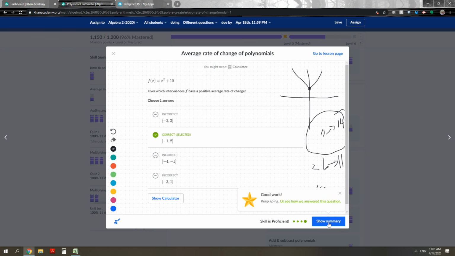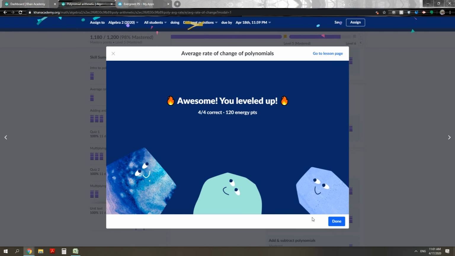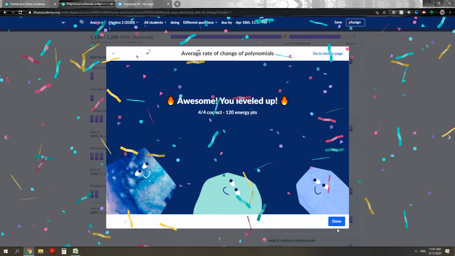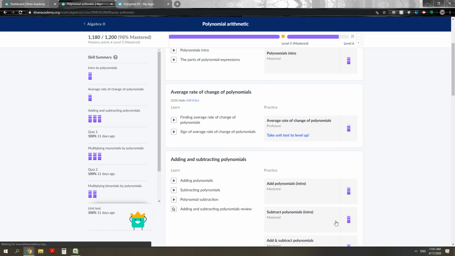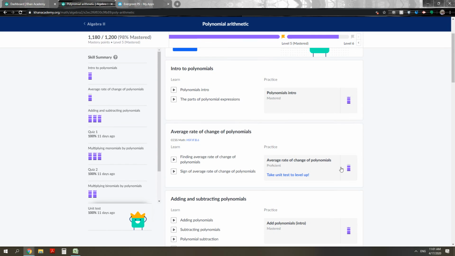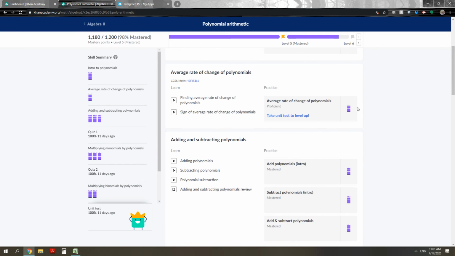We can check that, show our summary. It says I got all 4 out of 4 correct. Hopefully that's helpful in understanding how this one works. You'll notice I still don't have mastery. To get mastery, I'll have to take the unit test. Mastery means I'll get a 4 out of 4. If all I have is this, then I just have a 3 out of 4, which is proficiency.